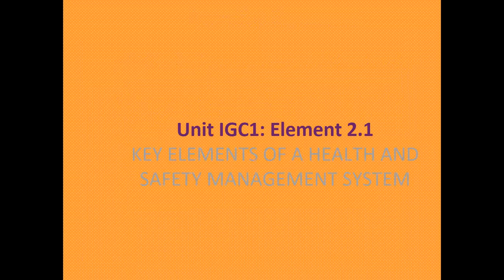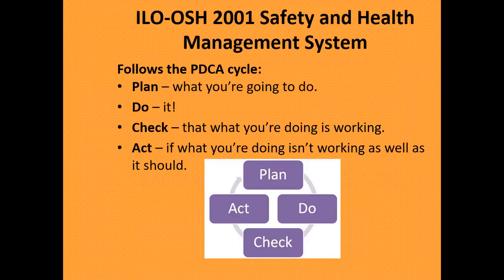So what are the key elements of a health and safety management system? Here we have 4 items: plan, do, check, act. ILO-OSH 2001 Safety and Health Management System follows the PDCA cycle. PDCA: plan, do, check, act. Plan what you are going to do, then do it, practical implementation, and then check if it's working well or not, and then act. Once you check and you find that it's working well or not well, or what areas need improvement, then act accordingly. So this is known as the plan, do, check, act, PDCA cycle.